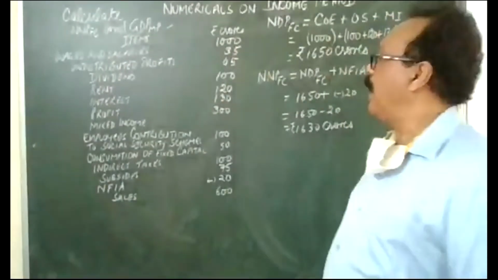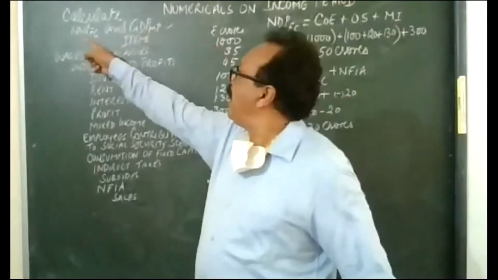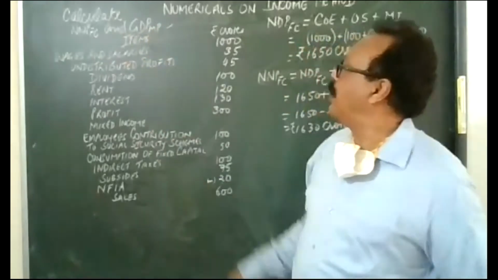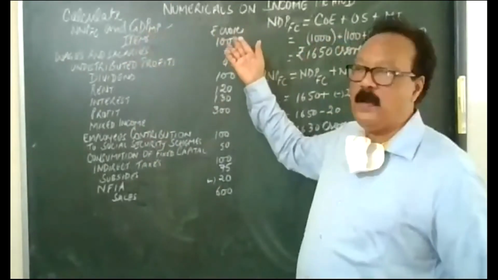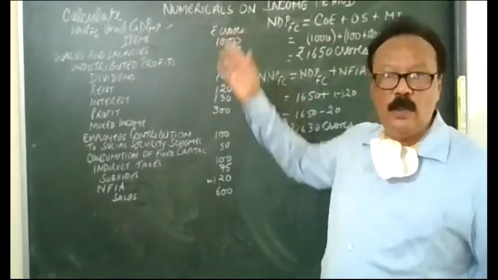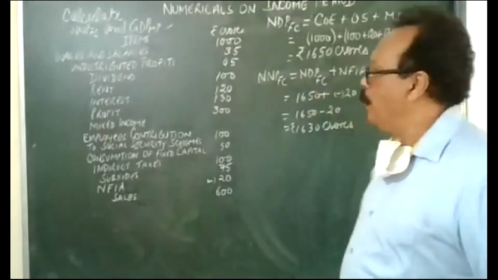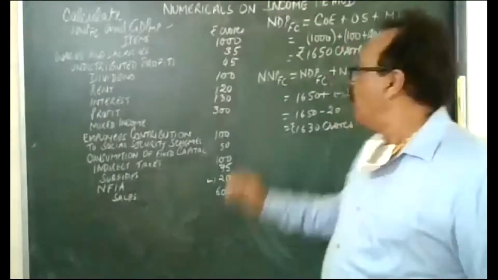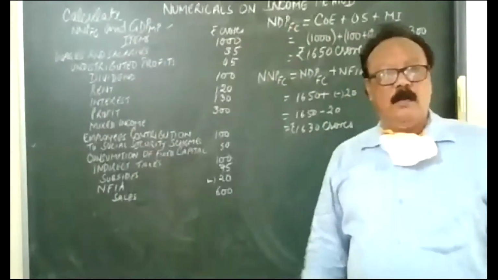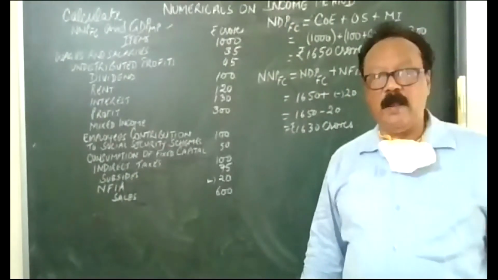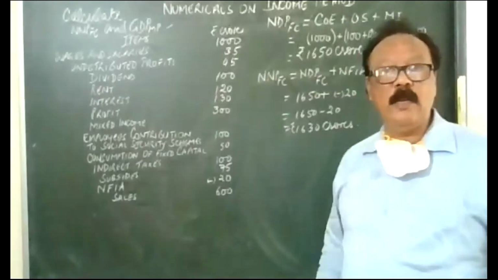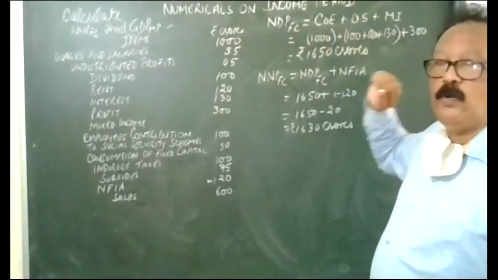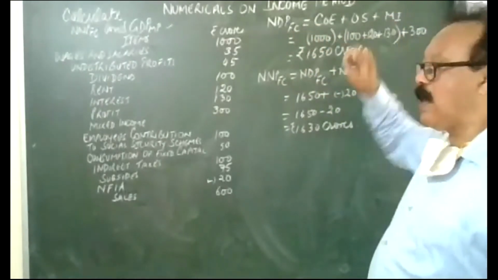Now, once again, calculate NNP at factor cost, which is national income, and the GDP at market price. Items are given and the values are given in crores. The first thing that we do while calculating the national income through the income method is we will calculate the domestic income, which is NDP at factor cost. How do we calculate the NDP at factor cost? NDP at factor cost is equal to COE plus OS plus MI.